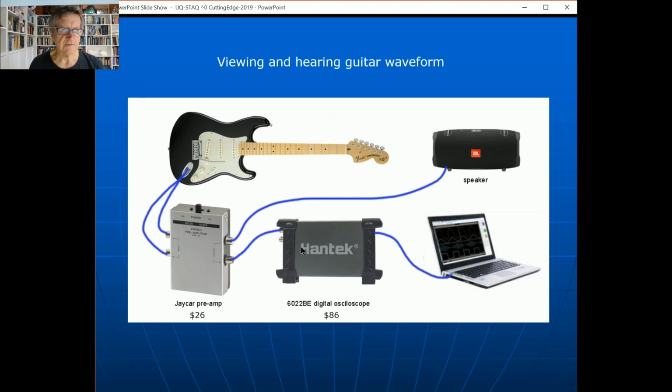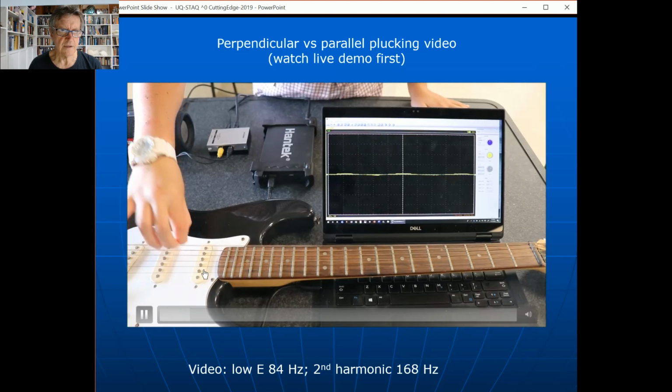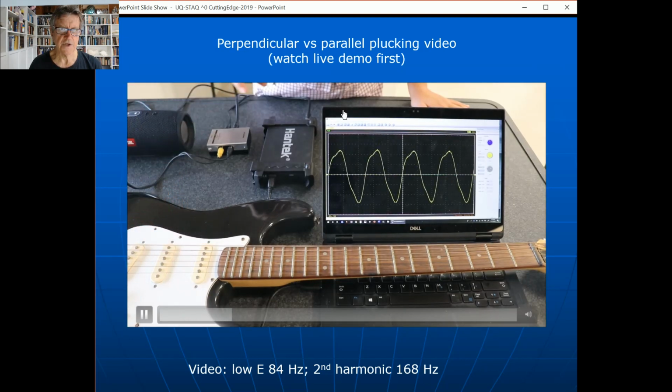Now these aren't big. That's probably the size of a deck of playing cards, and this thing is probably 4 times that. It's about 15 centimeters across, I guess. And then the output of that goes straight into the Handtech program in the oscilloscope. Okay, so let's have a look. I'll pluck it vertically, and you'll notice you're getting 1, 2, 3, 4 peaks across the width of the screen.